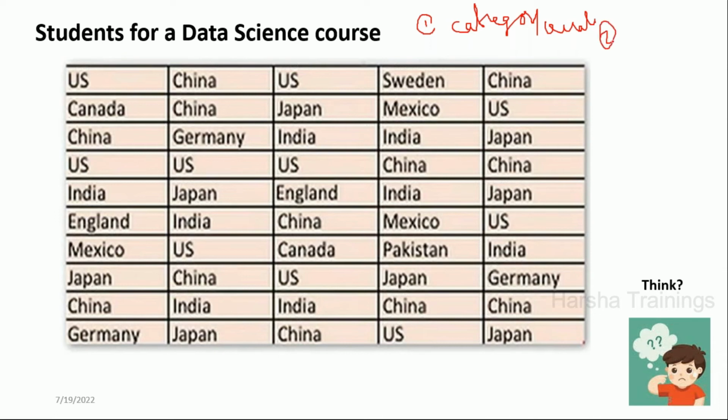Your second observation is that we have some countries data. I think I have around 10 rows and 5 columns. Totally 50 entries are there with me.